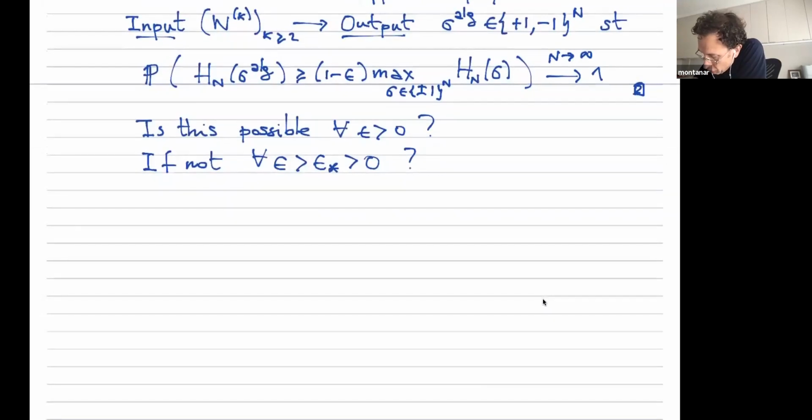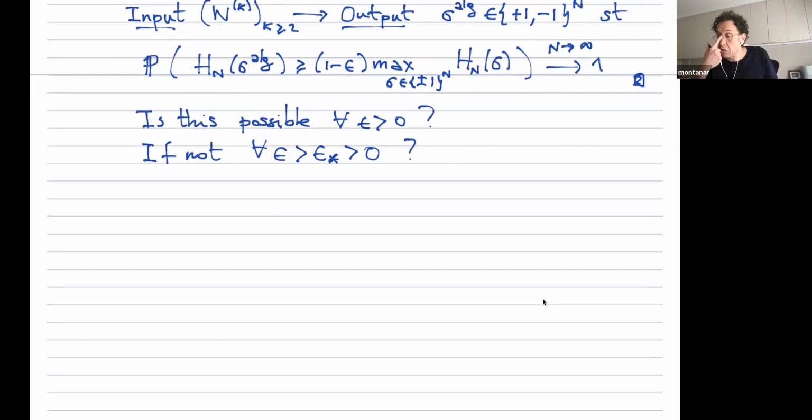Now, I hope the question makes sense. If it doesn't, please let me know. Of course, this is not the only computational question that we can ask about this problem, and I want to take a little parenthesis to mention a couple of other interesting algorithmic questions that we can ask.